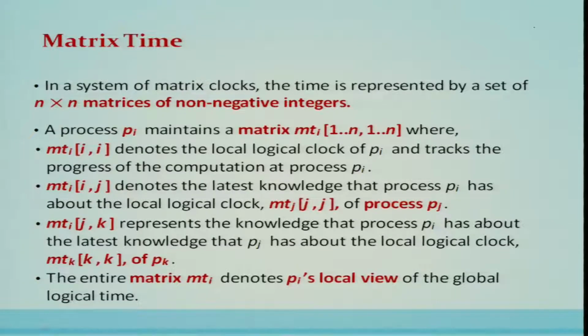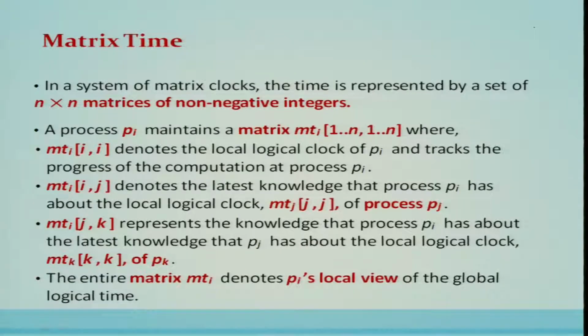vector clock. Now the next clock we are going to see is called the matrix time, or a matrix clock. In a system of matrix clocks, the time is represented by a set of n by n matrix of non-negative integers. So let us go and see the details of the matrix time. A process Pi maintains a matrix MTi, n by n, where MTi[i,i] denotes the local logical clock of Pi and tracks the progress of computation.